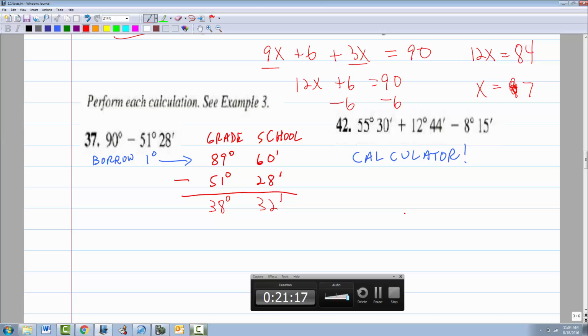Now, what's PEMDAS mean? PEMDAS means please, or parentheses, exponents, multiply, divide. Does that mean I add first and then I subtract? No, add and subtract are what?